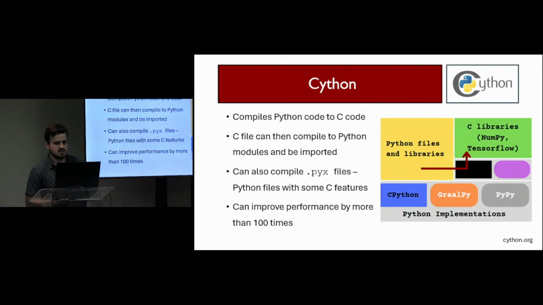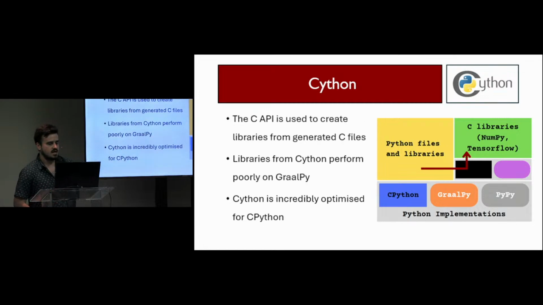So as you can see here, it takes your Python files and routes it via the C API to C. That's important. Cython uses the C API. Yes, and because it uses the API, it has the exact same benefits and drawbacks. Great on CPython, terrible on GraalPy.